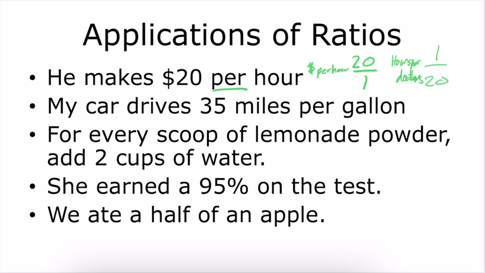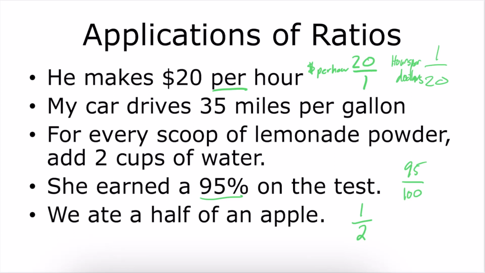Even things like percentages and fractions are technically ratios, because a percentage is saying that out of the total number of questions I got on the test, or 100%, I got 95 of them correct. So this would be the ratio of correctly answered questions to the total number of questions. Same thing with fractions. If you said that you ate a half of an apple, you could think about this as a ratio because your apple has 2 parts in the whole and you ate one of them. So all of these situations are applications of ratios in real life.